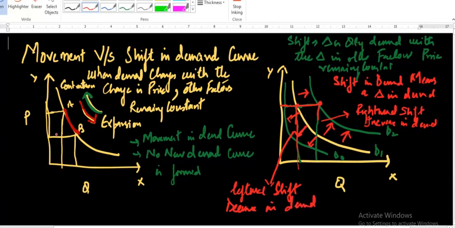So now if we summarize, a movement is simply a change in quantity demanded by the change in price, other factors constant. Now a shift is a change in quantity demanded with the change in other factors, price remaining constant.